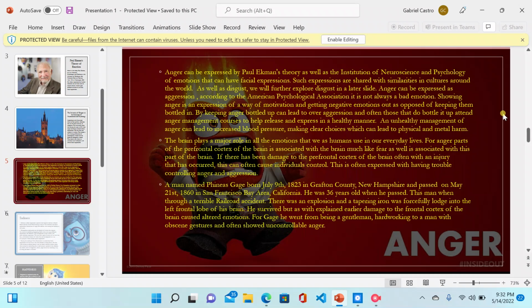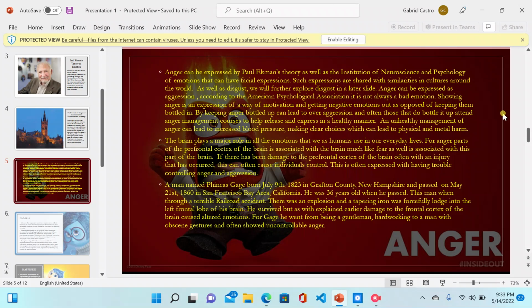If there has been any damage to the prefrontal cortex of the brain, such as by injury, this can often cause individuals to lose control. This is often expressed as having trouble controlling anger and aggression.